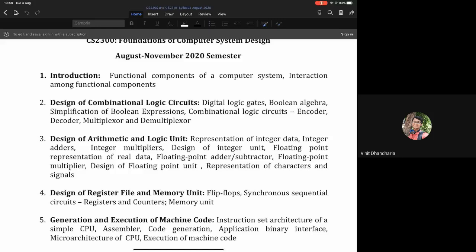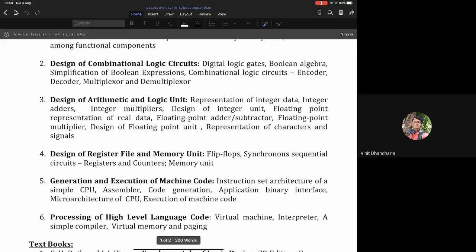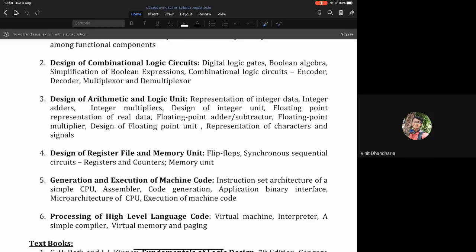After that, we'll go into the details of the floating point representation of the real values, and then the design of the adder-subtractor circuit for the real value data and multiplier circuit for the real value data, and then how to put them together in the form of a unit called the floating point unit.